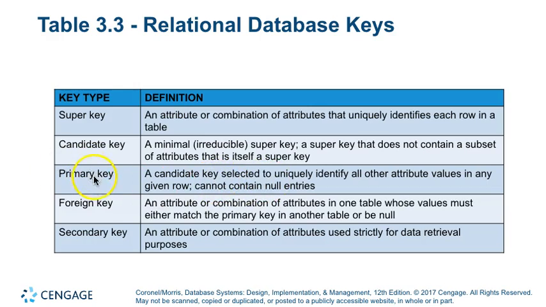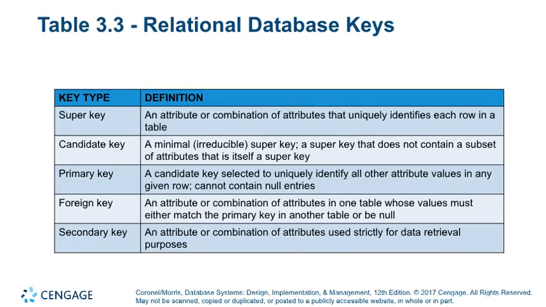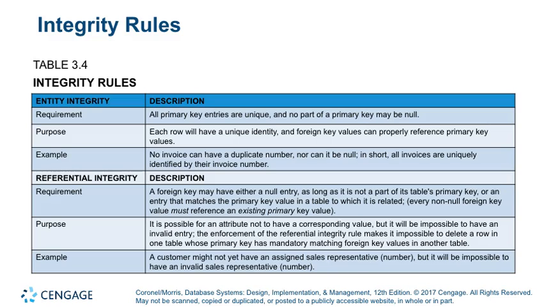I love that. When I'm referring to another table by its key, we call that the foreign key. And here we see that vend code is a foreign key, meaning it's related to the primary key in another table. That's the foreign key. And a secondary key, just for other data retrieval purposes, such as phone number or area code, I can possibly use a secondary key, but usually you have one primary key.